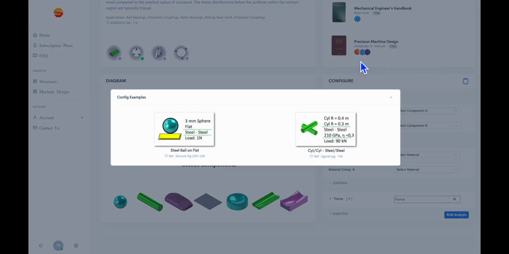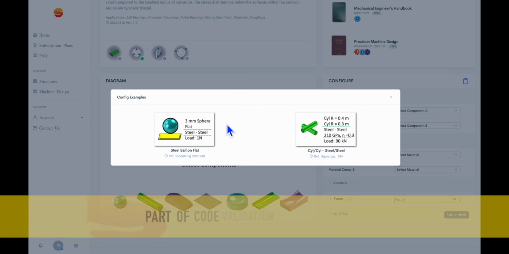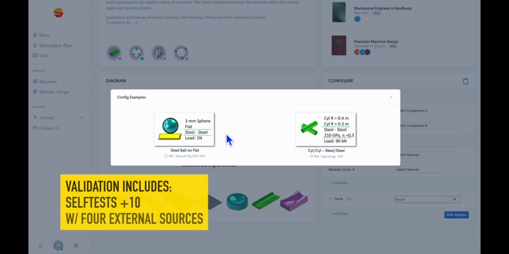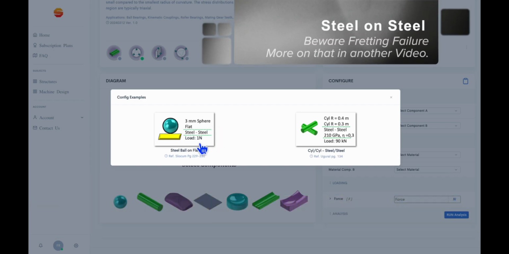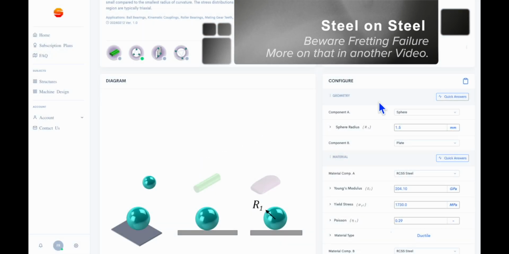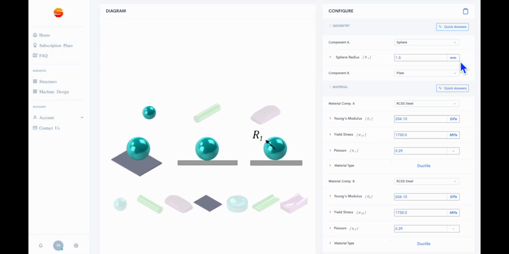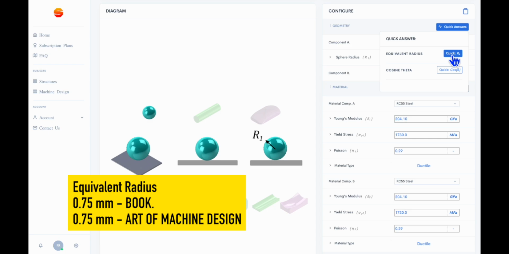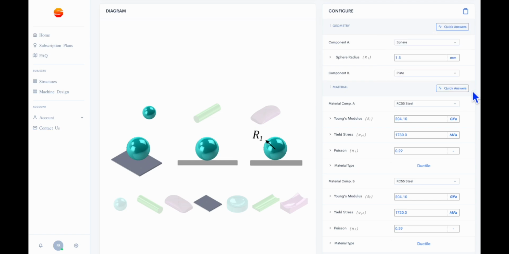Let's pre-configure. We're going to do a sample that we found in the Slocum book, which consists of a 3mm sphere on a flat, steel on steel, loading with 1 Newton. As you can see, all the fields are pre-populated. For a sphere, it's 3mm, so that means that the radius is 1.5 millimeters, flat. Let us start comparing against what the book states as the answer. The equivalent radius, what we are calculating to, is 0.75 millimeters. That agrees exactly with the book.